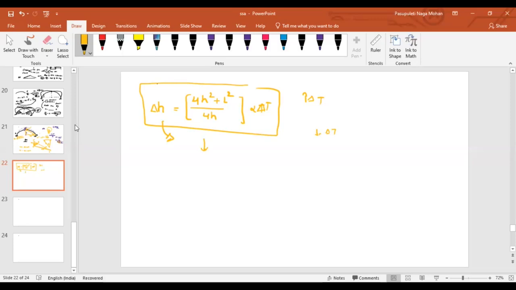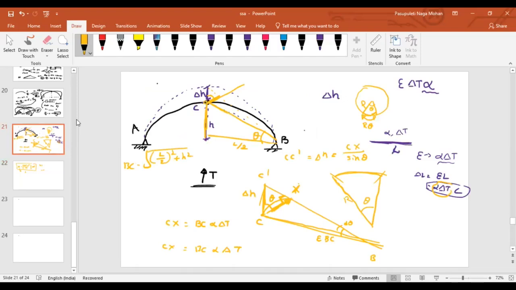Now, as the temperature changes, the point C will either rise or decrease. Due to that, will there be any effect on the support conditions? Because of the rise or decrease in the peak, will there be any effect on the forces?